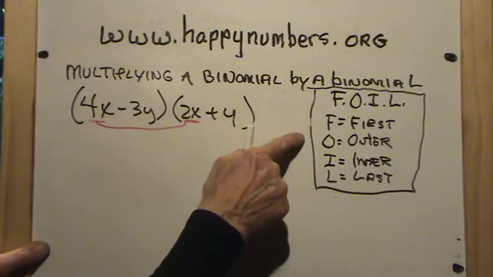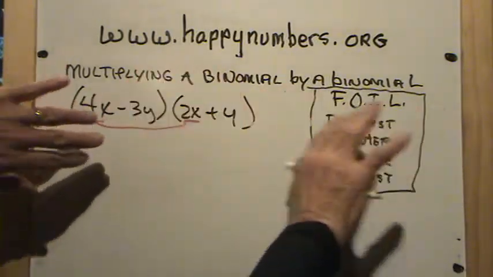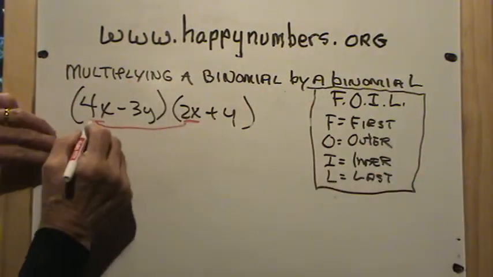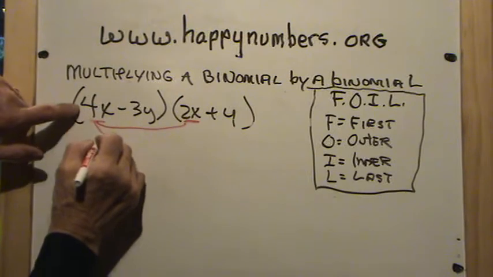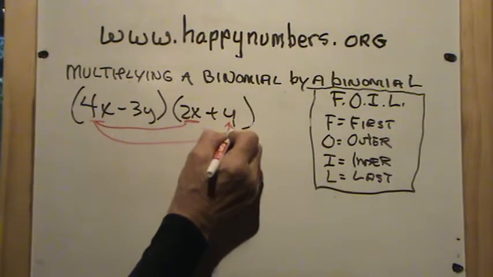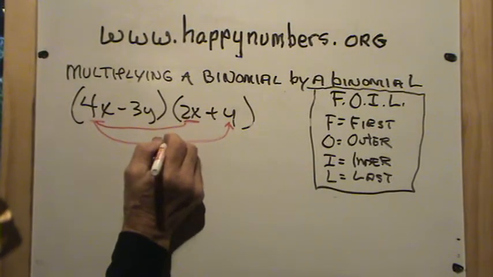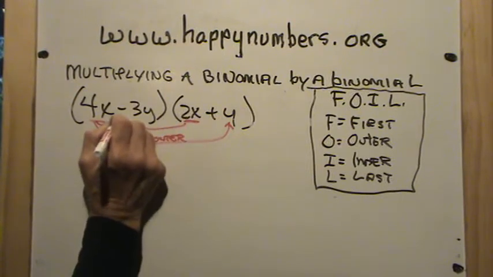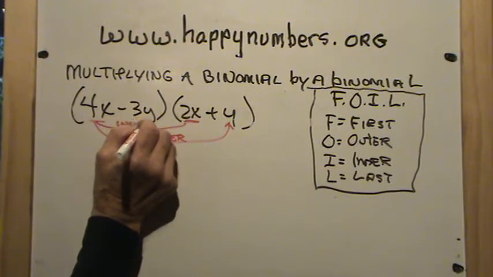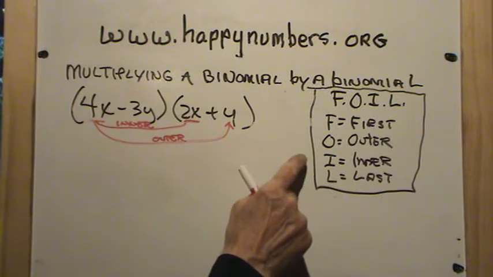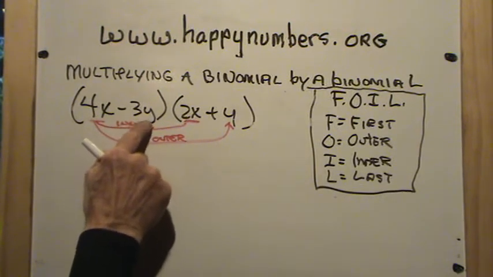And if I look at the outer terms, the terms that are on the outside of both of them, I have this is the outside here, and this is the outside here. So this is outer, and this is inner. Now if I look, I'm sorry, this is first.